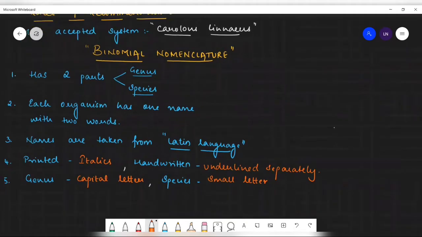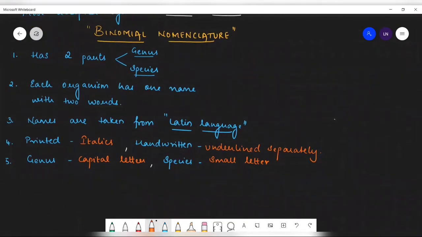Now, sometimes an abbreviation is used. Sometimes the name of the author is given after the species in abbreviation.